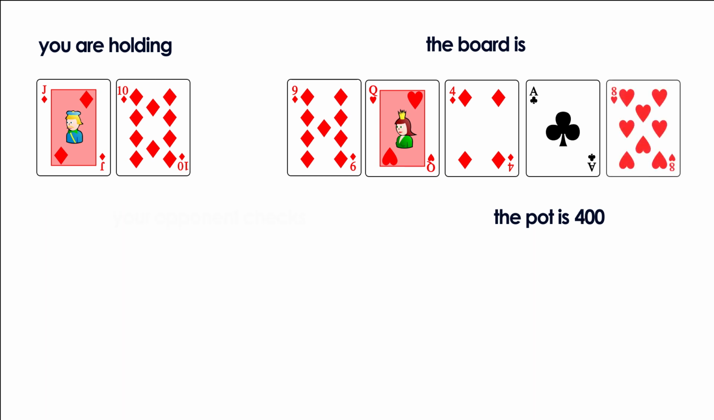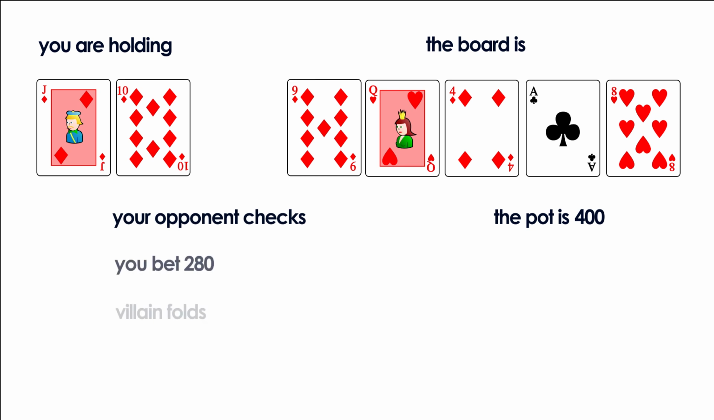The river comes 8 of hearts, you bet 70% of the pot, and the villain folds.